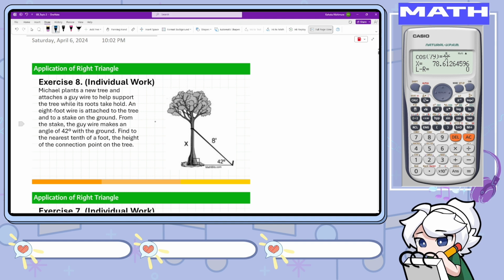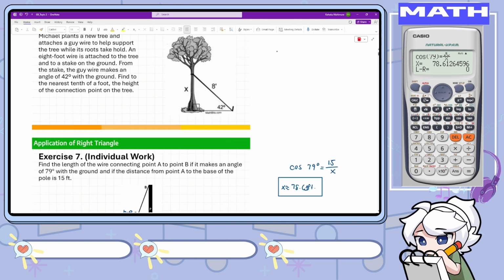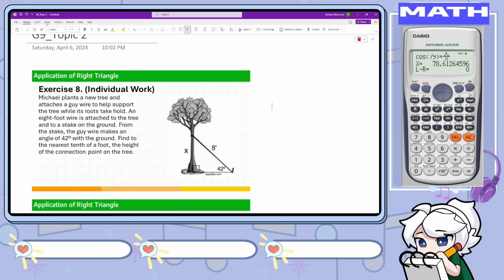Michael plants a new tree and attaches a guy wire to help support the tree while its roots take hold. An 8-foot wire is attached to the tree and to the stake in the ground, which is here. From the stake, a guy wire makes an angle of 42 degrees with the ground. Find, to the nearest tenth of a foot, the height of the connection point to the tree.